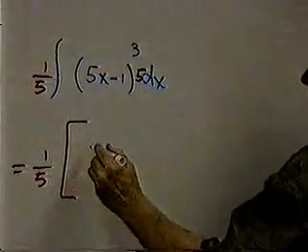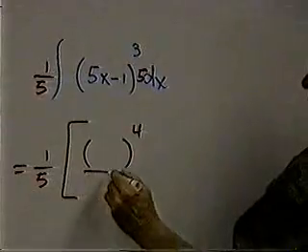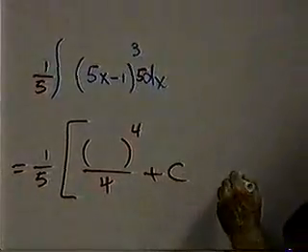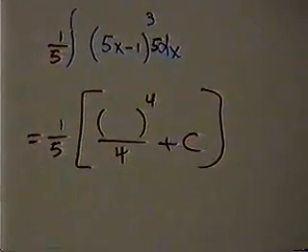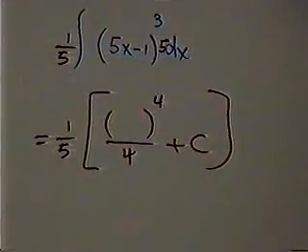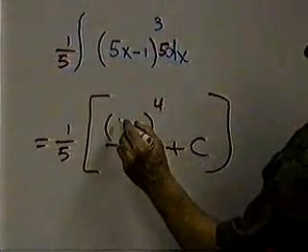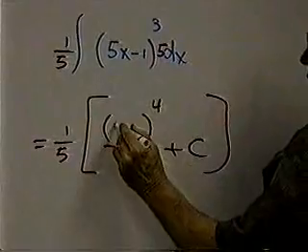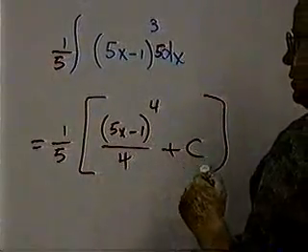whatever's out front times the parenthesis to the power rule. I don't care what's in there. It's power rule of the parenthesis. So I'll just copy back what was inside.